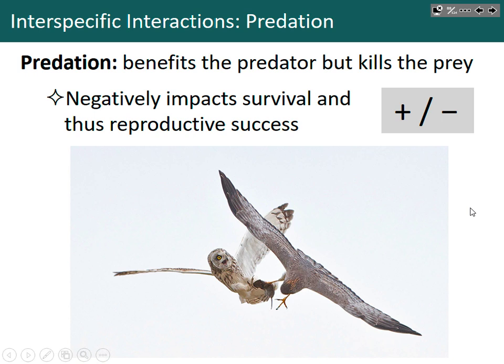Predation obviously is going to negatively impact survival, and thus that has a big impact on reproduction, right? If you die, you can't make any offspring. So this has a huge consequence for you evolutionarily.